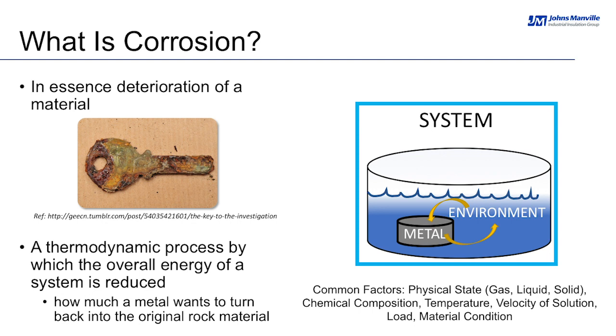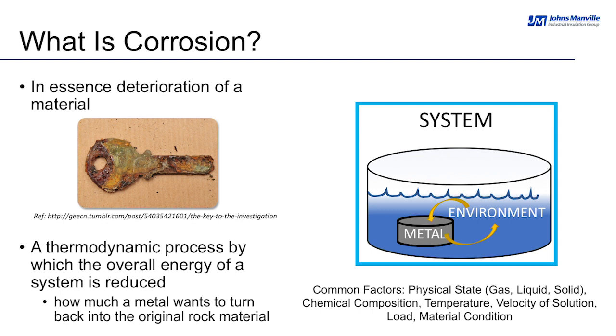In technical terms, corrosion is a thermodynamic process by which the overall energy of a system is reduced. For example, let's talk about the key in this case. When iron ore is found in nature, it's generally in the form of iron oxide. This can be hematite or magnetite, or it can be in the form of iron sulfides, like pyrite. Then a lot of energy is needed to process this ore by metallurgical processes to obtain iron and make it steel, and then more energy is needed to make a part.